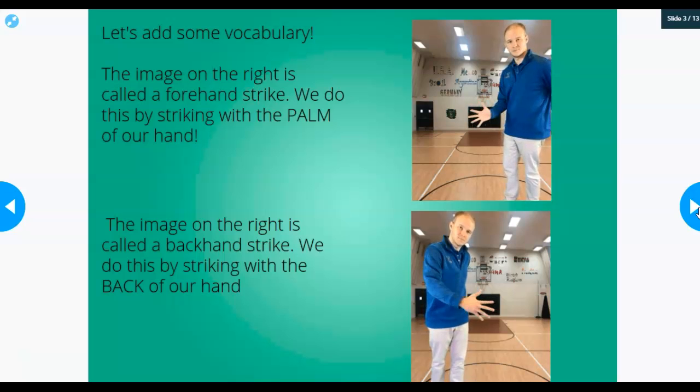The image below is called a backhand strike. We use this by striking with the back of our hand. Remember when we hit the balloon last week with the back of our hand? That was a backhand strike. You use backhand strikes and forehand strikes in many different sports, and we will continue to work on those skills this week.